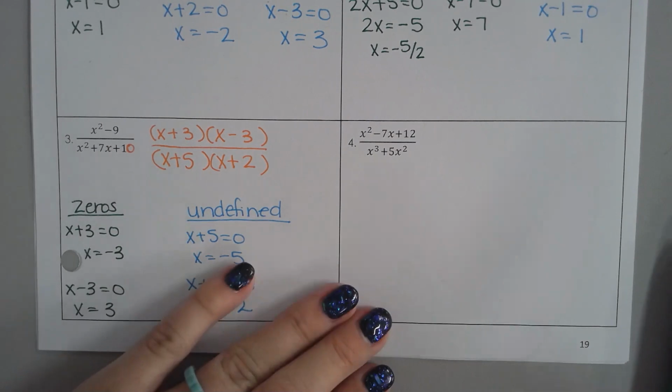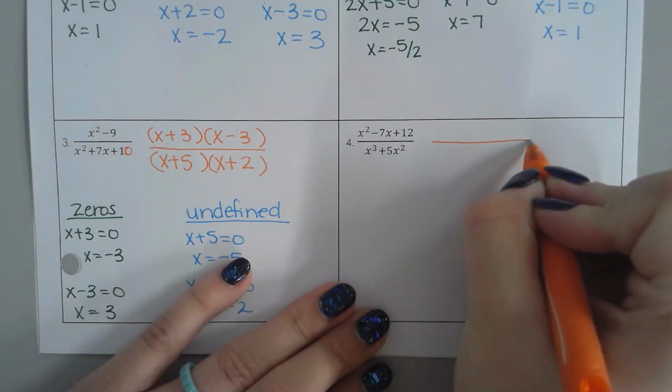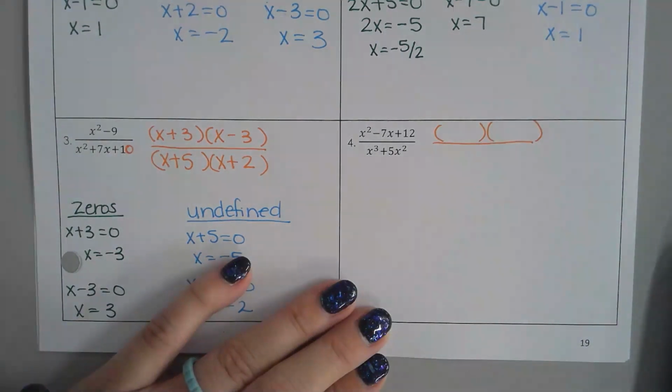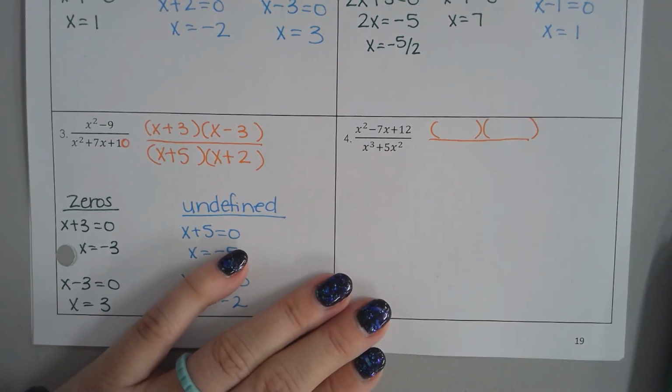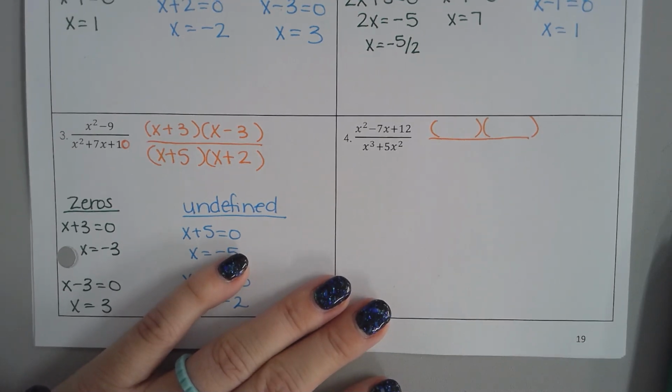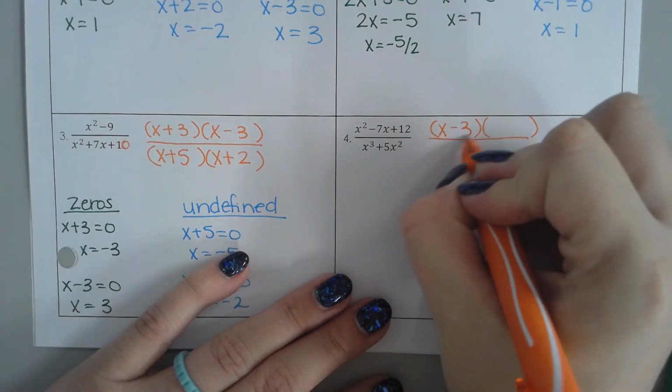Number 4, my numerator. What does that factor to? What multiplies to be 12 but adds to be negative 7? Negative 3, negative 4. X minus 3, x minus 4.